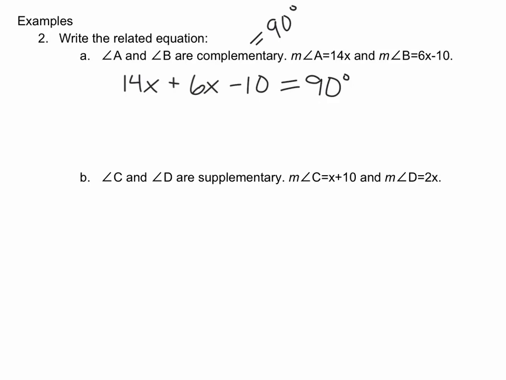For part B, this is very similar, but instead of adding to 90, we know that angles C and D are supplementary, which tells us they add up to 180 degrees. This is just like what we did for linear pairs. The measure of angle C is x plus 10, and the measure of angle D is 2x. So if I add x plus 10 and 2x together, I can make them equal to 180 degrees, because C plus D will give us 180 degrees, because those angles are supplementary.